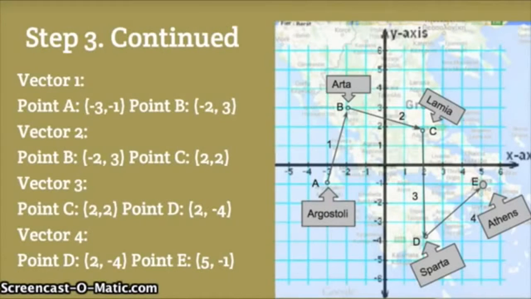Vector 1 has its point A at -3, -1. Point B is -2, 3. Our vector 2 is from -2, 3 to 2 and 2. Vector 3 is point C, 2 and 2. Point D is 2 and -4. Vector 4 is point D, 2 and -4, and point E, 5 and -1. These are the points that make up the vectors.